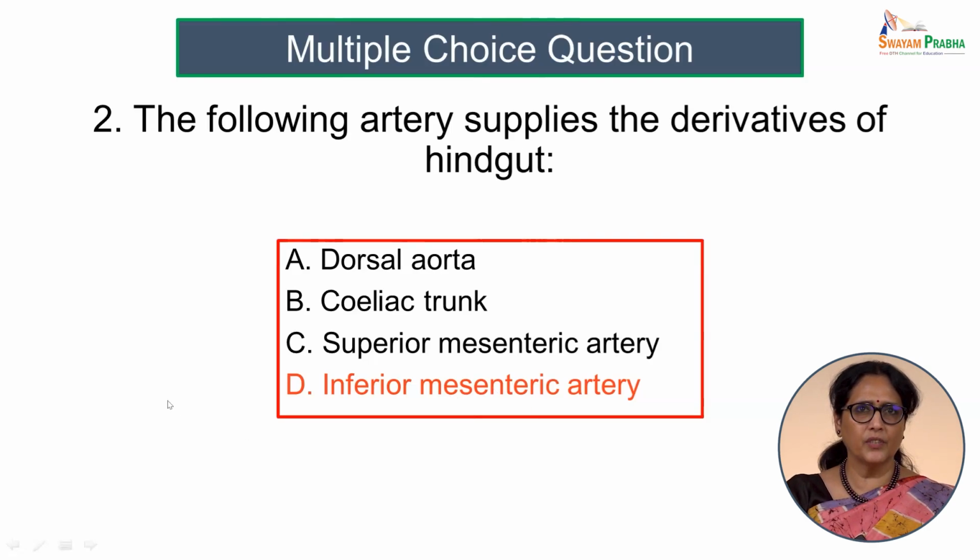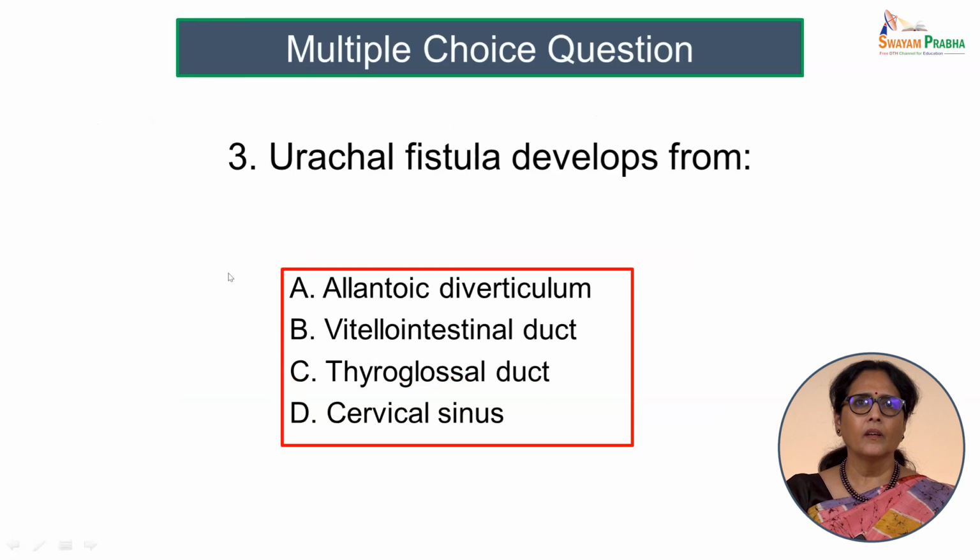Now, we move on to the third question, and that is, urachal fistula develops from A. Allantoic diverticulum, B. vitellointestinal duct, C. thyroglossal duct, and D. cervical sinus. And the answer to this question is A. Allantoic diverticulum.